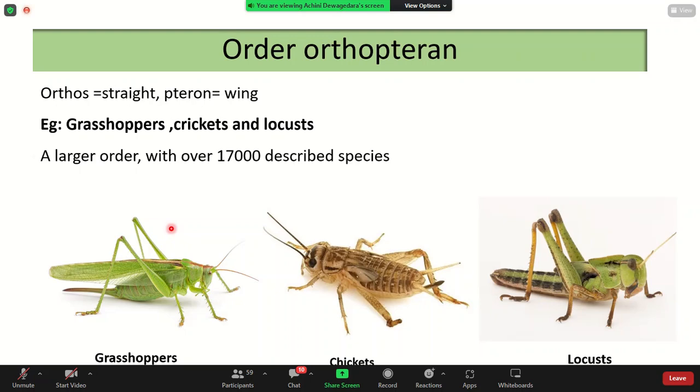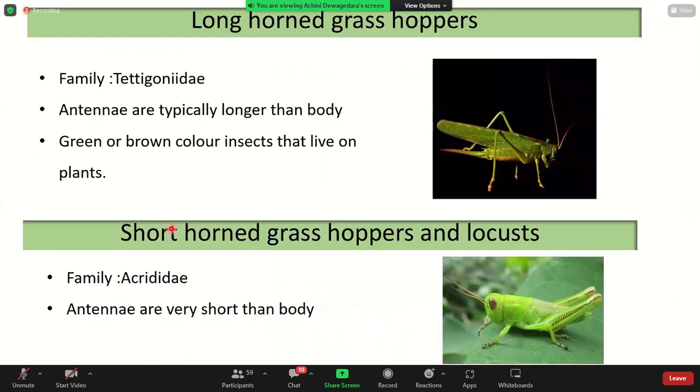So first, let's see different types of insects that are coming under these orders. Here we are discussing some examples that are commonly found. Maybe they are not pests. Some of them are not pests. We are discussing them to learn the order. Okay? Right. So the first one we are going to discuss is longhorn grasshoppers.